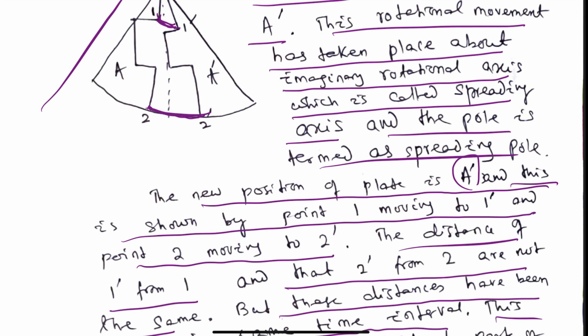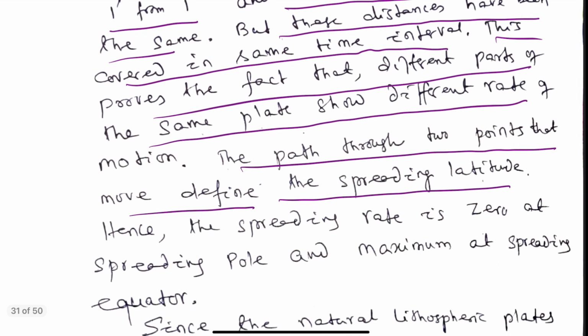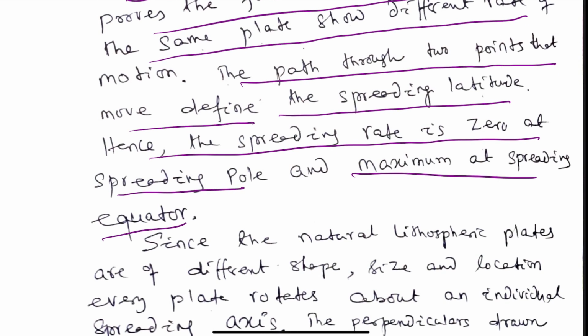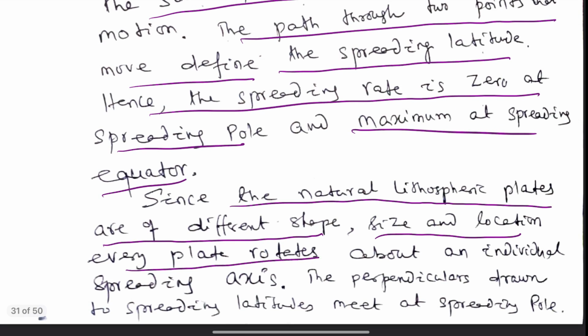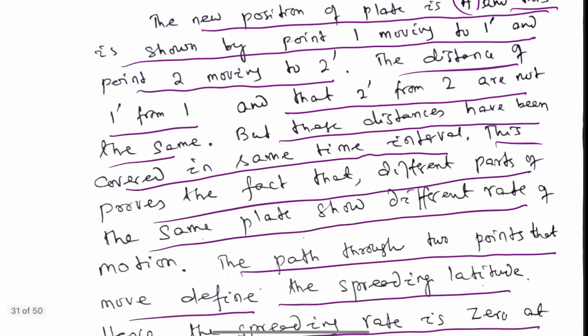This is the spreading latitude. Hence, the spreading rate is 0 at the spreading pole and maximum at the spreading equator. Since the natural lithospheric plates are of different shape, size and location, every plate rotates about an individual spreading axis. The perpendiculars drawn to the spreading latitudes meet at the spreading pole.